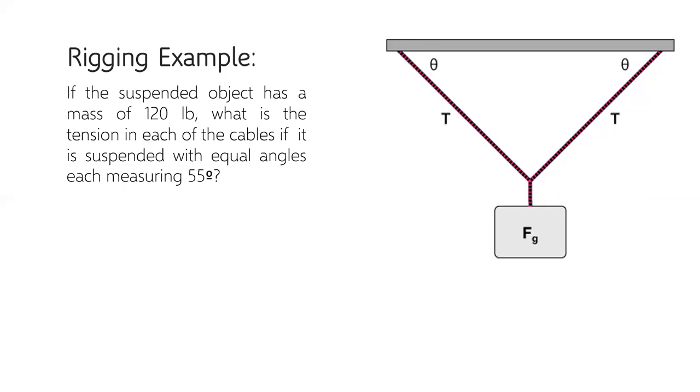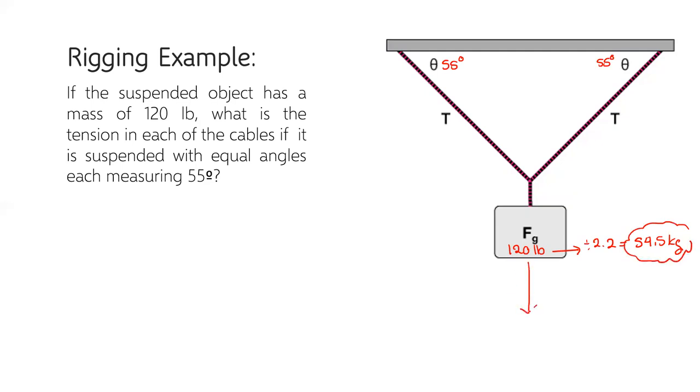If the suspended object has a mass of 120 pounds, what is the tension in each of the cables if it's suspended with equal angles, each measuring 55 degrees? Got some kind of a glitch here in symbols. So we know this is 55 degrees, 55 degrees. We have an object. This is 120 pounds, which if we divide by 2.2 is equal to 54.5 kgs. Okay, we've got to make sure we have our kgs. Don't forget that.